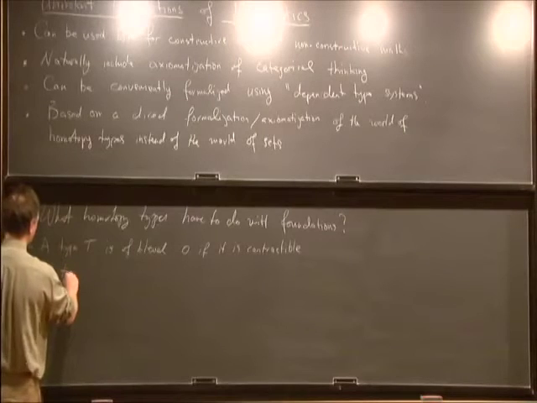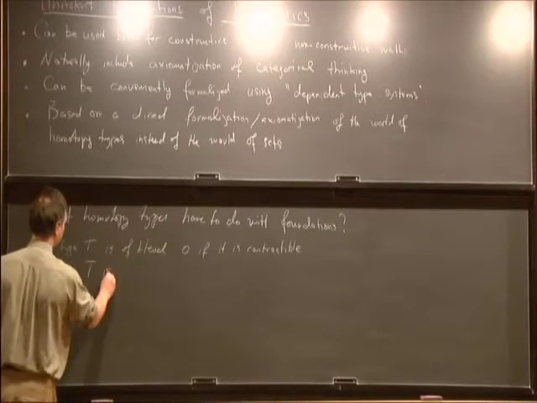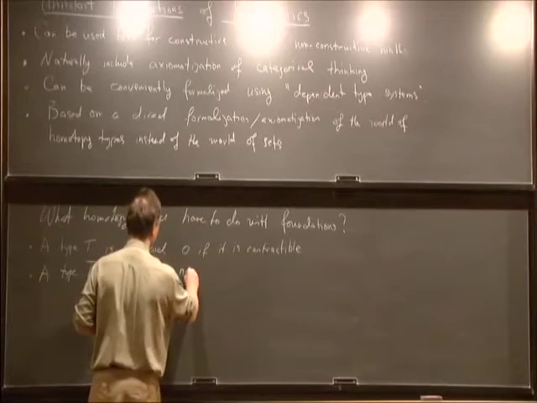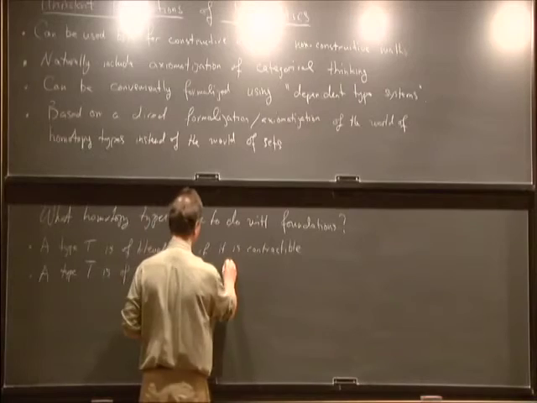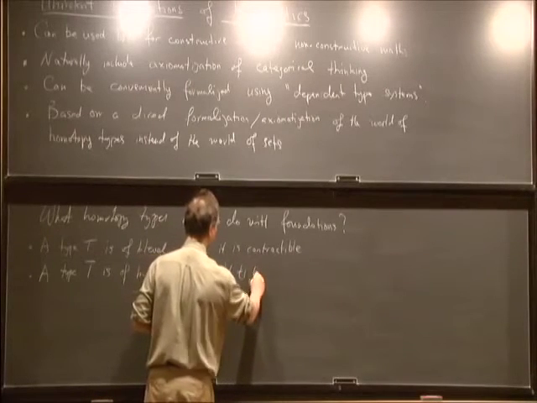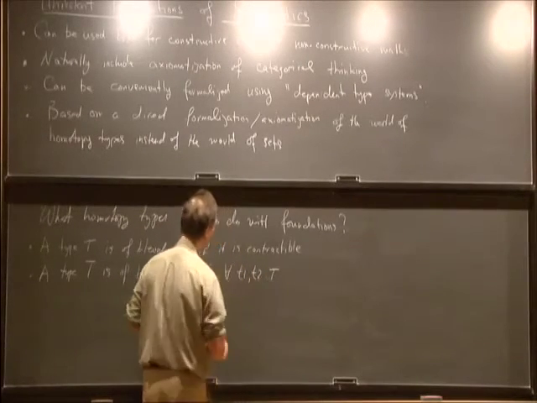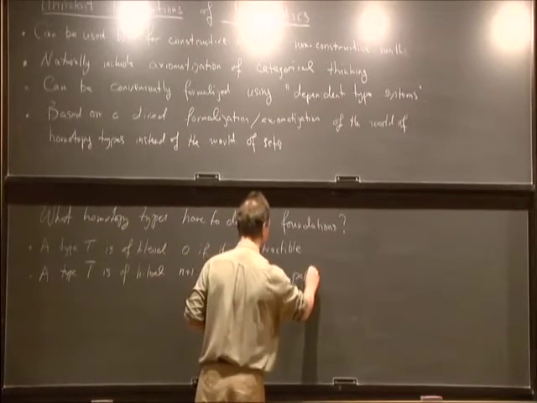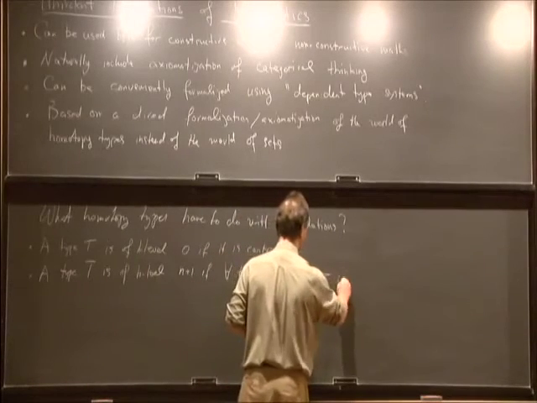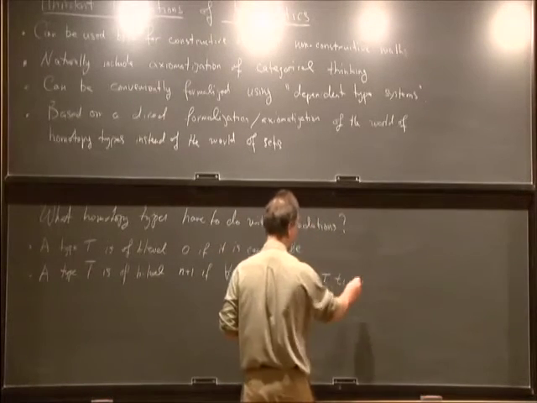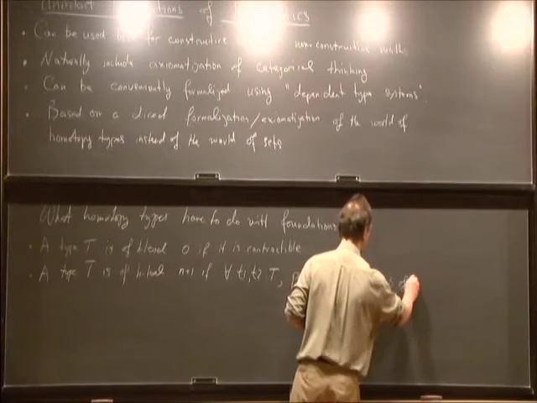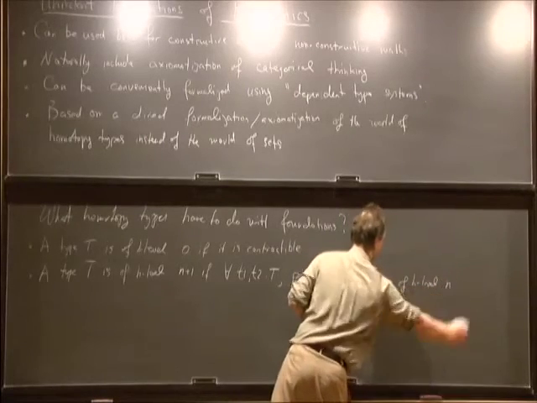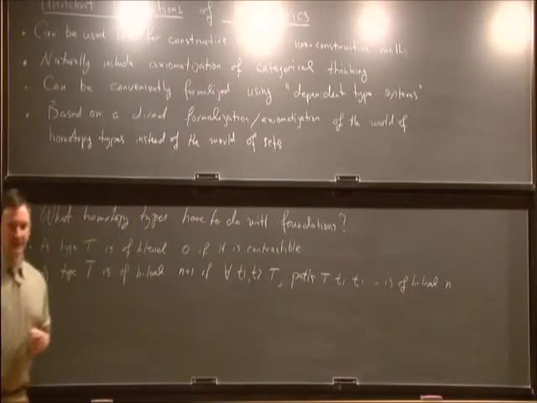So a type T is of H level n plus 1 if for every two points t1, t2 in T, the path space in T from t1 to t2 is of H level n. A simple inductive definition.